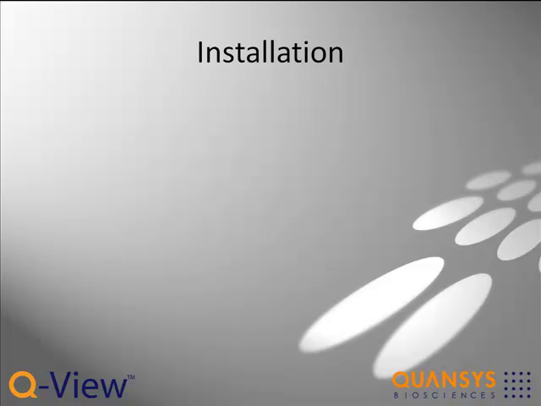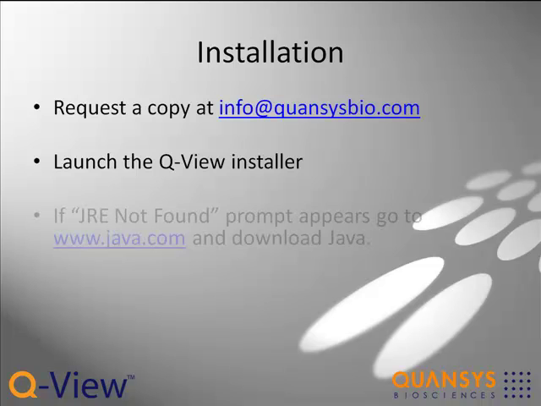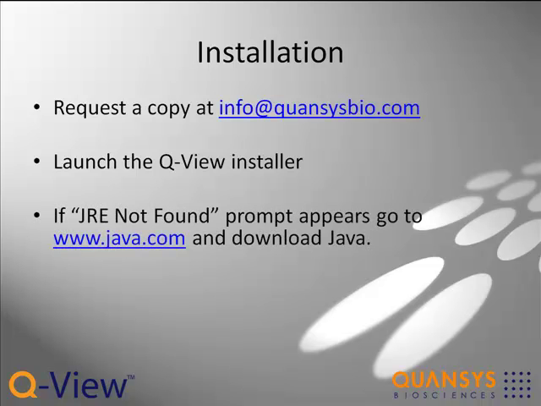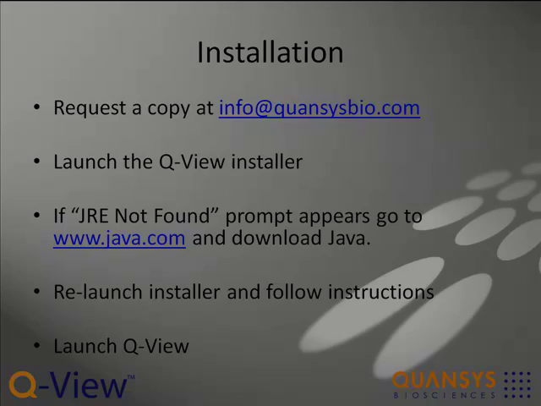If you don't have the Q-View application installer, please talk to your Quansys sales representative or request a free copy from info@quansysbio.com. Launch the Q-View installer and follow the instructions. If a JRE not found prompt appears, go to www.java.com to install the latest 32-bit version of Java. Relaunch the Q-View installer after installing Java. Once Q-View is installed, launch it to begin initial setup.